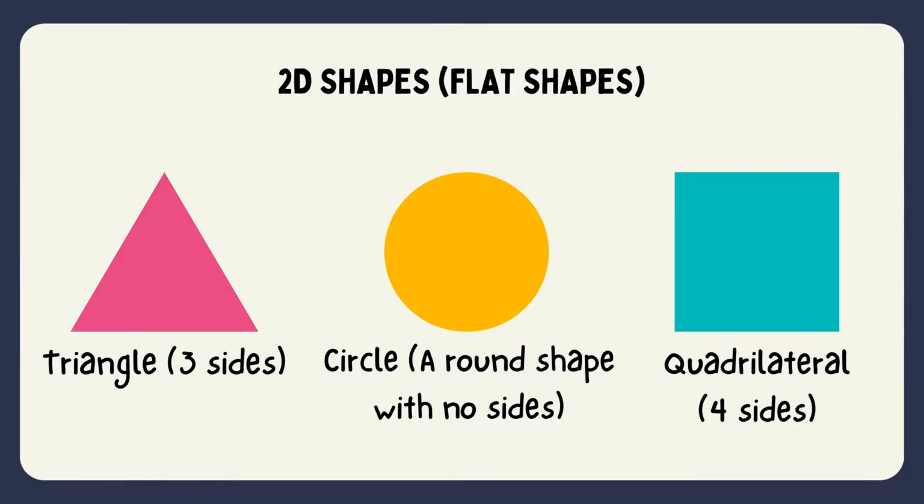2D shapes or flat shapes. A triangle has three sides. A circle is a round shape with no sides. A quadrilateral is a shape with four sides.